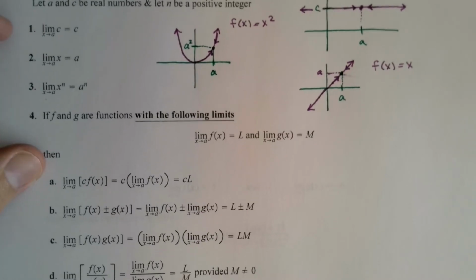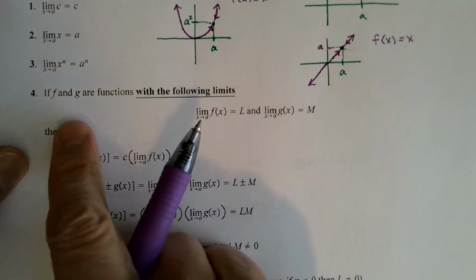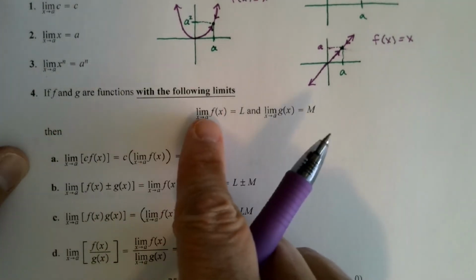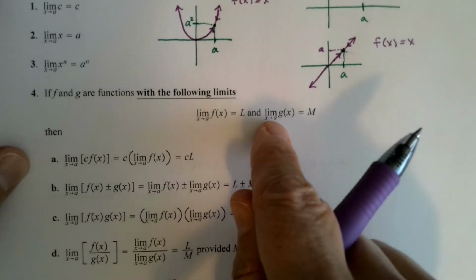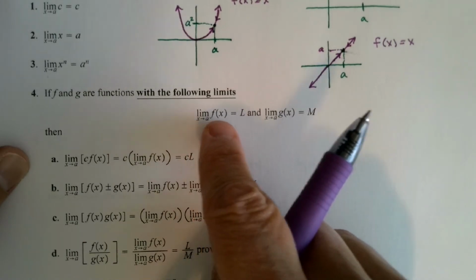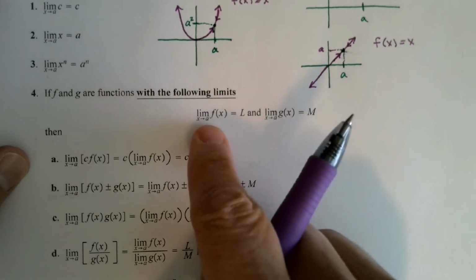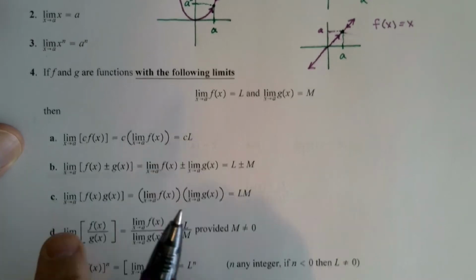Number 4 has quite a bit. Now let's change modes. This starts with two functions f and g that we know have the following limits. Real important, they have the limits. That the limit as x approaches a of f of x equals L, the limit as x approaches a of g of x equals m. So whatever the function is, as x approaches a, we're approaching the value of L, right? And similarly for g, we're approaching a value of m.